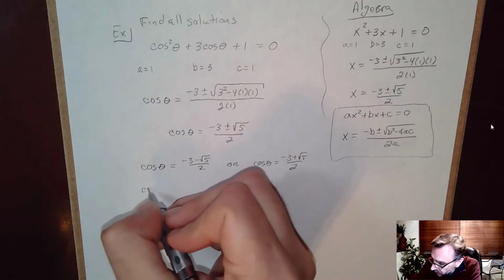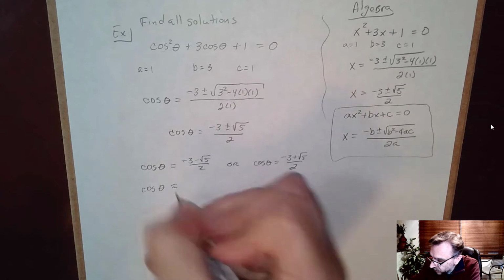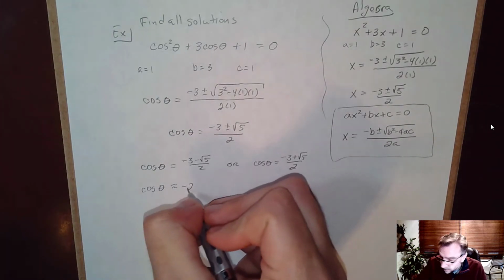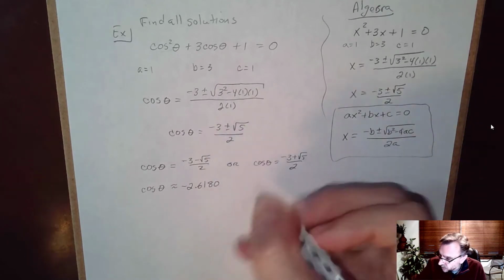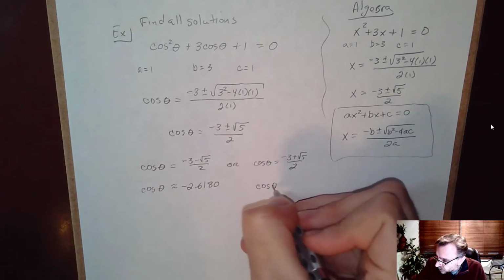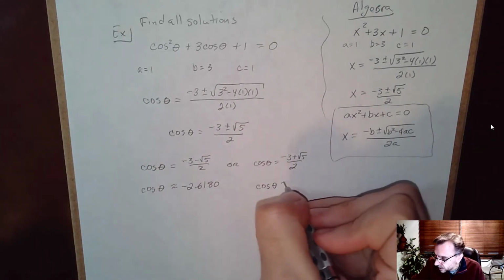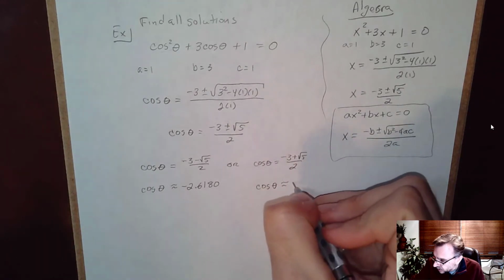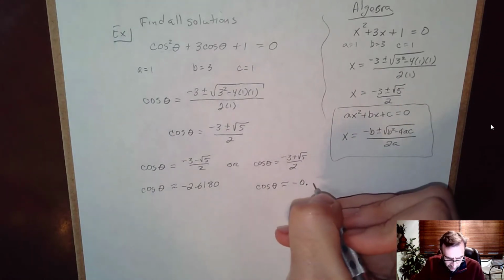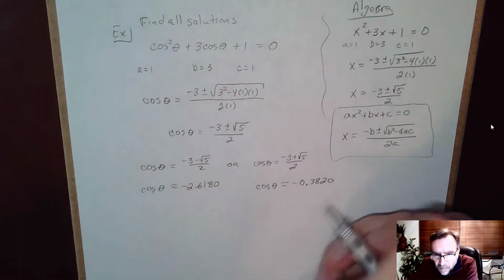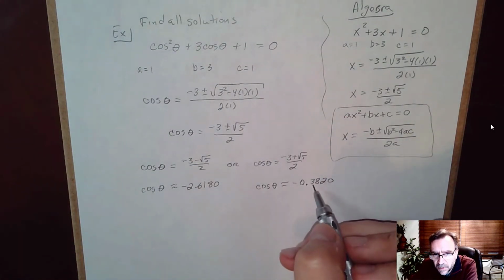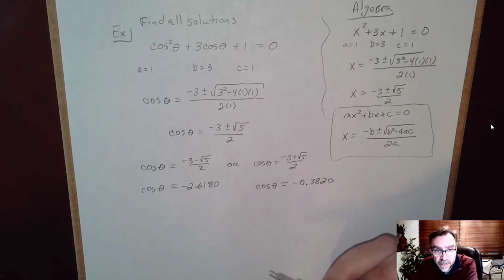Right? And so when I do it on a calculator, I get cosine theta is approximately negative 2.6180. And then for this one, when I do negative 3 plus square root of 5 over 2 on a calculator, I get approximately negative 0.3820. Okay? And these are ratios, so do notice that I did round off to 4 decimal places.